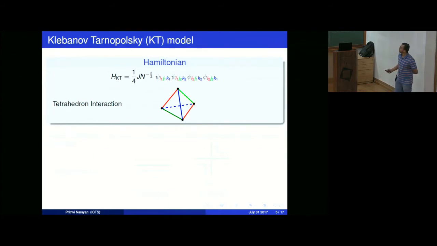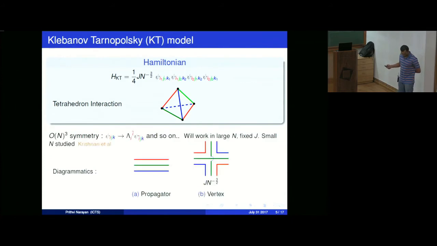Okay. So there is O(n) cube symmetry. In this theory, you can treat each index of this fermion as an O(n) fundamental index, and it has some O(n) cube symmetry. We will work with large n and fixed A, but there are other works studying this model numerically at small n, which I'll not mention.